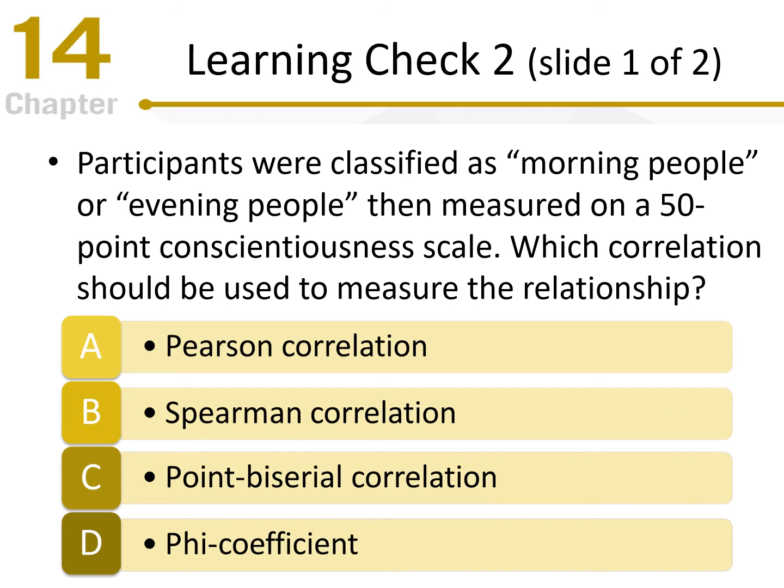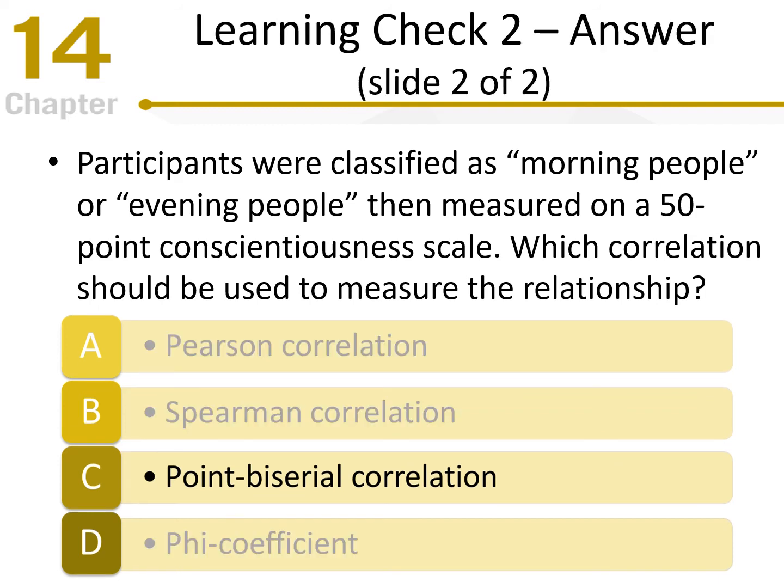Learning check 2. Participants were classified as morning people or evening people, then measured on a 50-point conscientiousness scale. Which correlation should be used to measure the relationship? So this is dichotomous, morning people and evening people. That's one variable, dichotomous. And then the conscientiousness scale is continuous. So I have one dichotomous variable, one continuous variable. It must be point-biserial correlation. And that's the answer. So whenever you have one dichotomous variable and one continuous variable, you always have point-biserial.